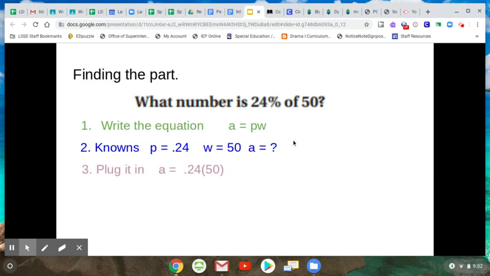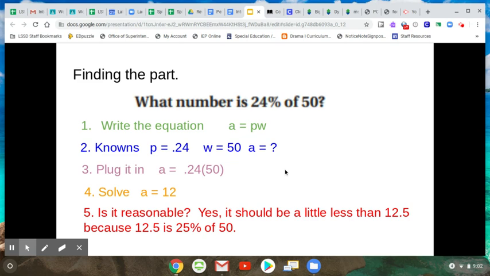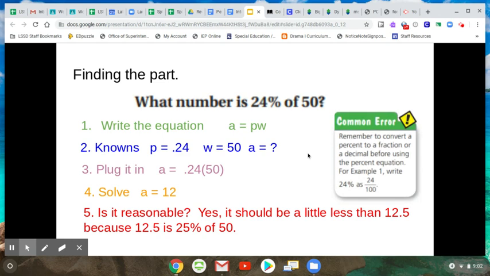Okay, so plug it in. The part equals 0.24 times 50. Solve, and we end up with the part is 12. Is it reasonable? Yeah, it should be a little less than 12.5 because we know 12.5 is 25% of 50. So yeah, that makes sense. One really important thing to remember is that you have to convert that percent into either a decimal or a fraction for this to work.